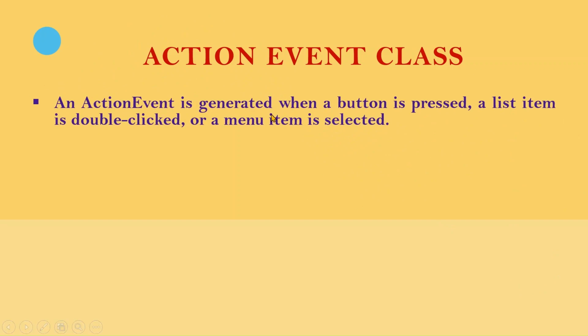Now an action event is generated when a button is pressed, or a list item is double clicked, or a menu item is selected. I have already clearly explained the types of events and event handling in Java in my previous video. You can see that video for further information about event handling. So in continuation, when you click a button, an action event is generated, or when you double click a list item, or select a menu item, then also the action event is generated.